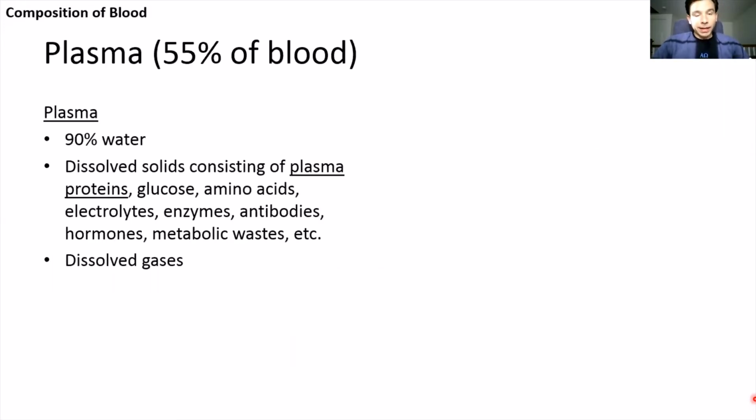So let's talk about that liquid component of the blood. If we were to separate the liquid from the cellular components of the blood, most of your blood is made out of that liquid component called plasma. About 55% of your blood is plasma. Now, about 90% of that 55% is just water. The rest is a bunch of dissolved stuff like plasma proteins, glucose, amino acids, electrolytes, enzymes, antibodies, hormones, wastes, and gases also. The gases are primarily oxygen, carbon dioxide, and nitrogen.